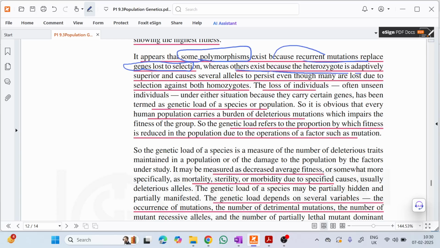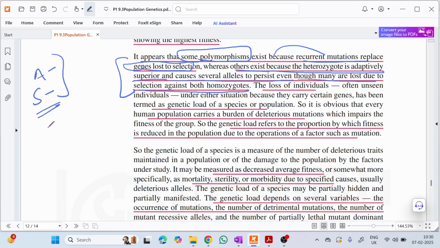They exist because the heterozygous is adaptively superior and causes several alleles to persist even though many are lost due to selection against both homozygotes. So here, in the same condition, I represent spherical shape by S and sickle shape by A.